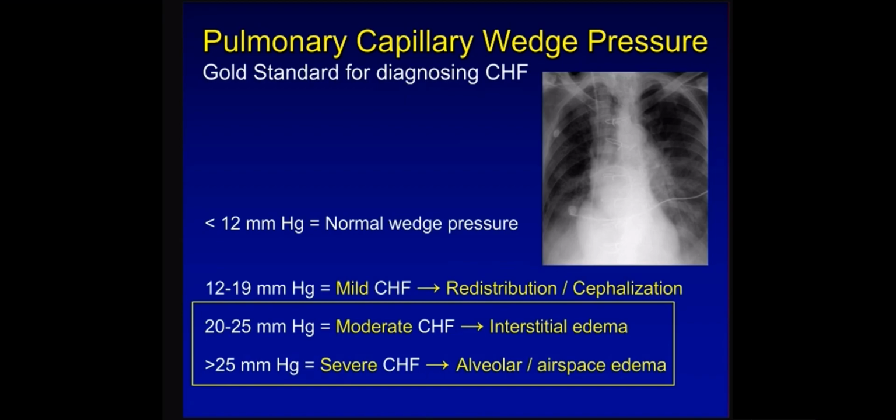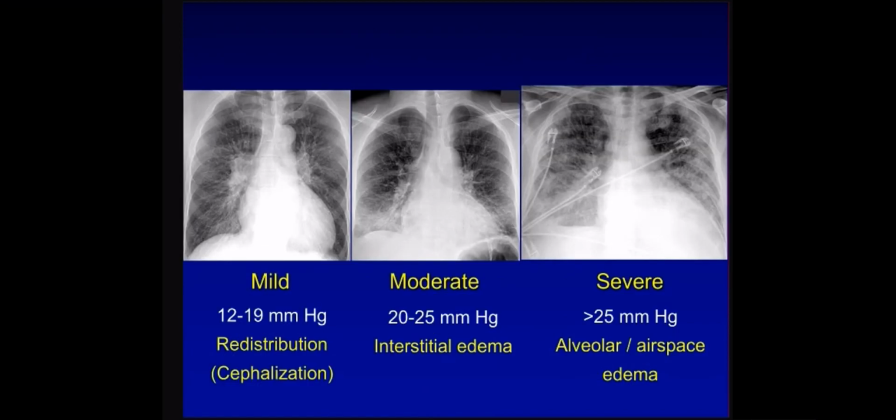But when we enter pressure ranges of 20 to 25 and above 25, then you are respectively going to be encountering a moderate or possibly a severe degree of cardiac failure. The moderate range will manifest as interstitial edema, and the more severe will manifest as airspace opacity, alveolar edema.